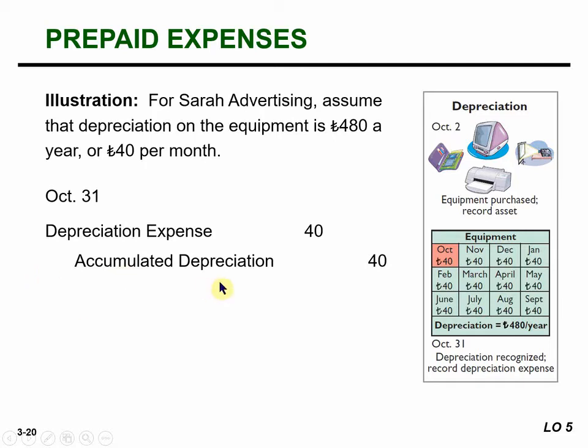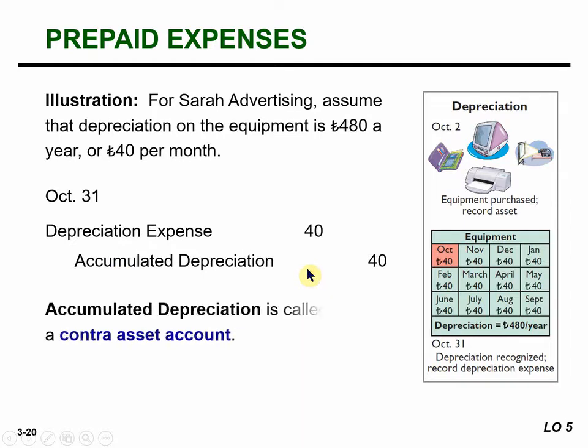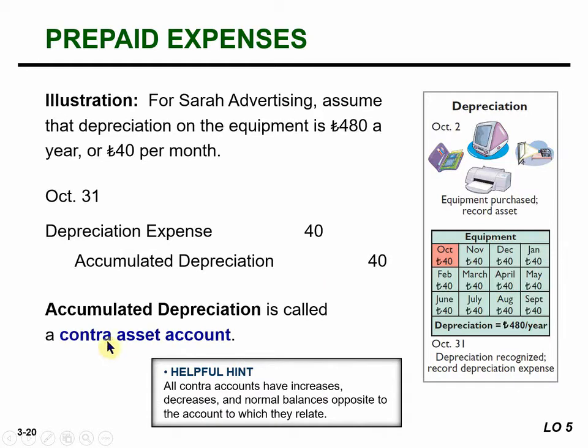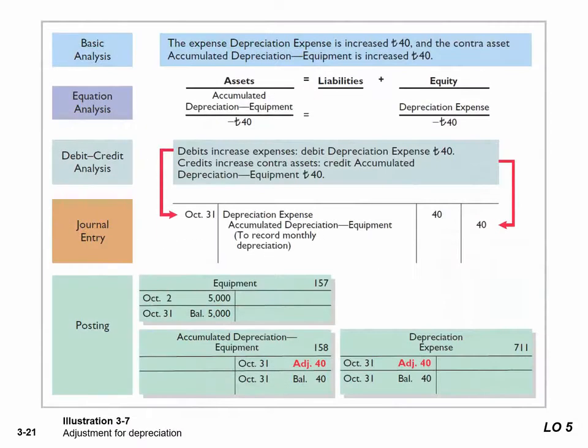And we will credit accumulated depreciation for 40. So this is the expense. What about the accumulated depreciation? What exactly is this account? This is a special account that we call a contra asset account. So this account will be classified with assets, but it will be deducted from assets. That's why we call it contra asset. So it's included with the assets, but not added to the assets, but deducted from assets.